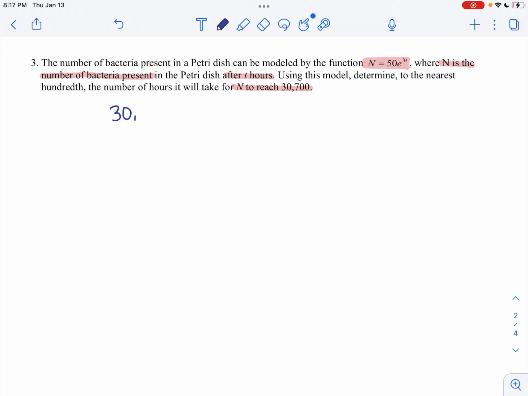N is 30,700, so I'm going to plug that in for N. That's going to be equal to 50 times e to the 3t. So we want to get the base alone. The base is just the e.